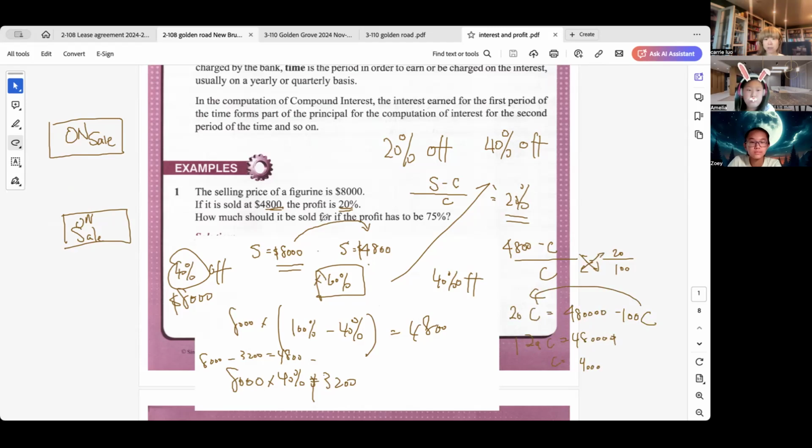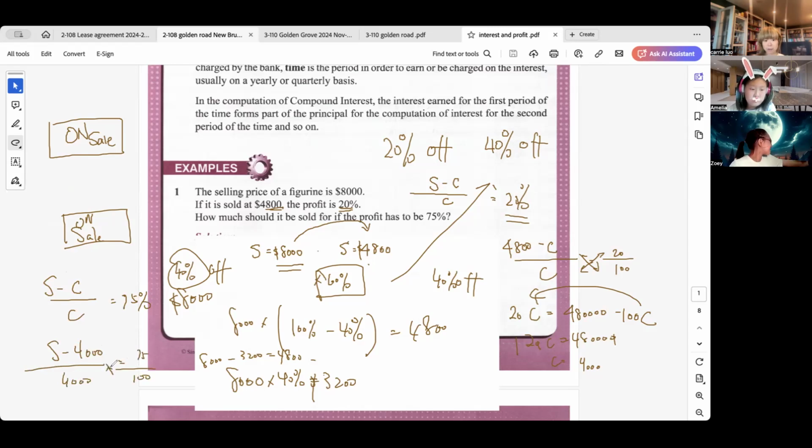Okay, how much should it be sold if the profit has to be 75%? Still the same, selling price minus cost divided by cost equals 75% this time. Okay, for this time, Amelia, we know the selling price or we know the cost? We know the cost. Very good. What is the cost this time? The cost is 4,000. Very good. So selling price, keep it as S. So S minus 4,000 divided by 4,000 equals 75%.